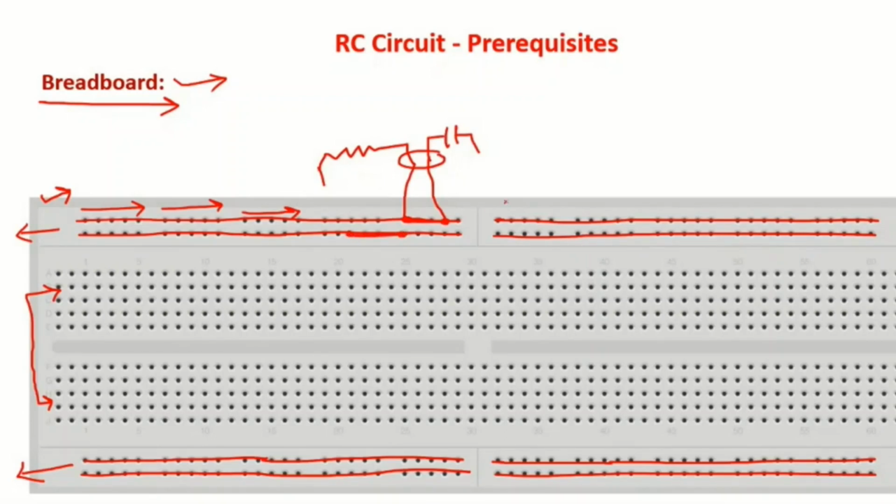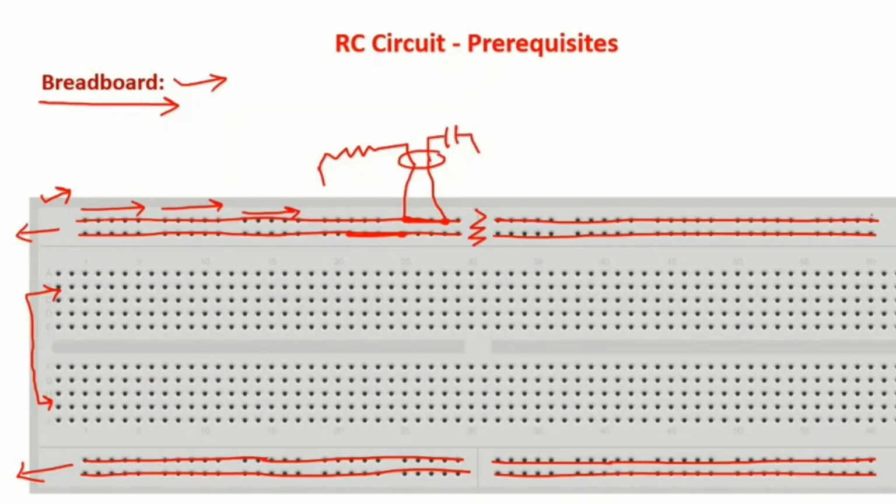And look at this, there is a break actually. There is no connection here. That means you can use from here to here as a single line, a single connection. But there is a break. Again from here to here it is shorted. It is a similar case for the bottom portion.